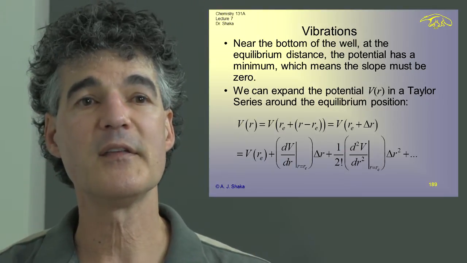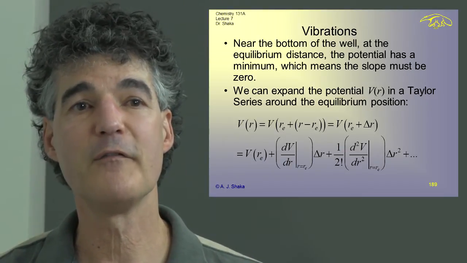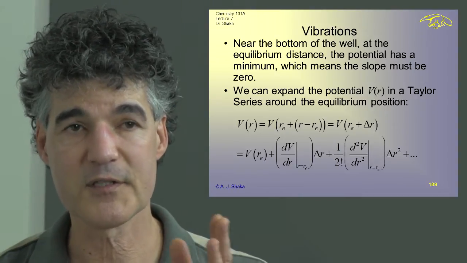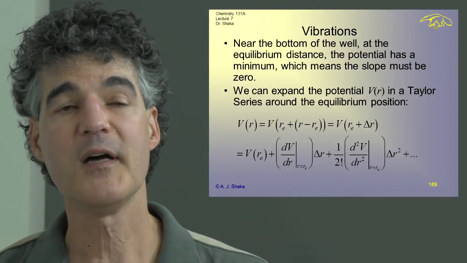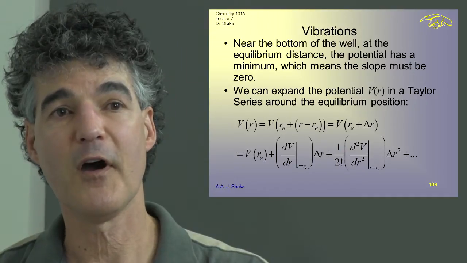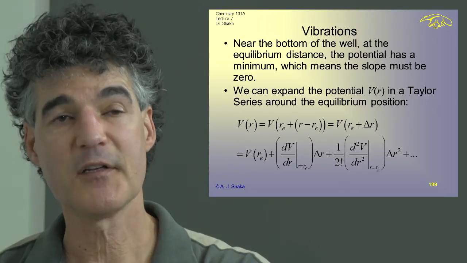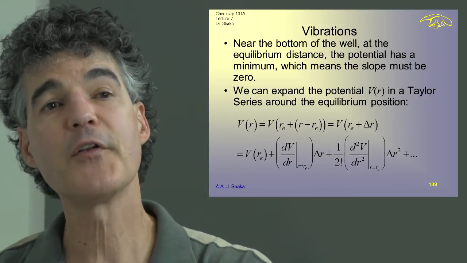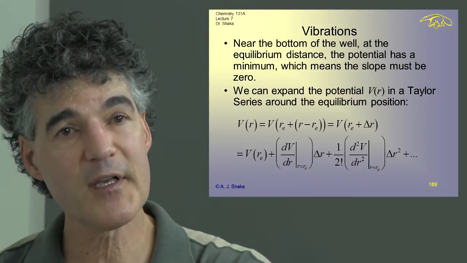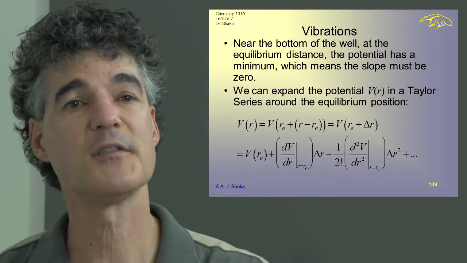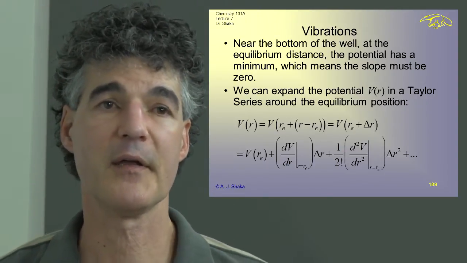What we get in the Taylor series is V of r evaluated at Re, which we'll just call V of Re, plus the derivative of V of r evaluated at Re times delta r, plus 1 over 2 factorial times the second derivative of V of r evaluated at Re times delta r squared, plus blah, blah, blah. Keeps on going. Same pattern.